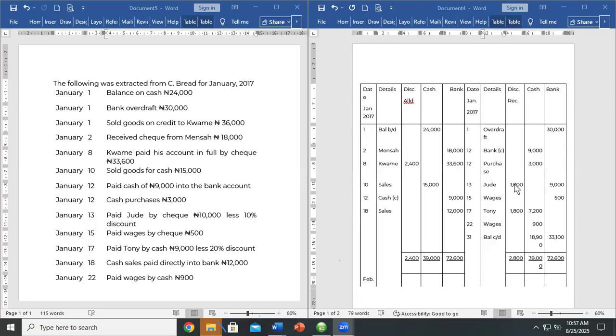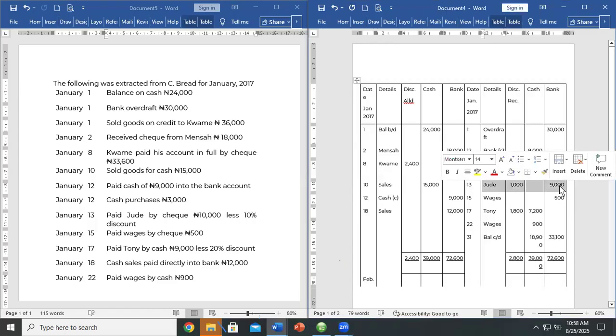If you were to pay 10,000 and you are allowed 10%, it means that consequently you paid 9,000. So always the discount should reduce the figure. Okay, so we paid him by check 10,000 less 10% discount. So technically it means that from this 10,000 we have to deduct the 1,000. So we paid him 9,000 and the discount should be shown. Look at how we show it in the cash book. You show it on the same line, right? So you put the discount there and then the net amount there.